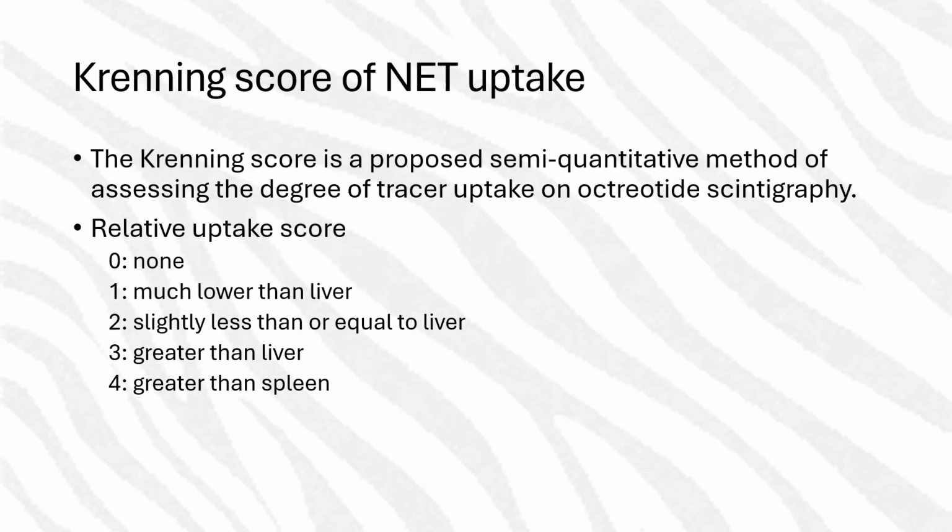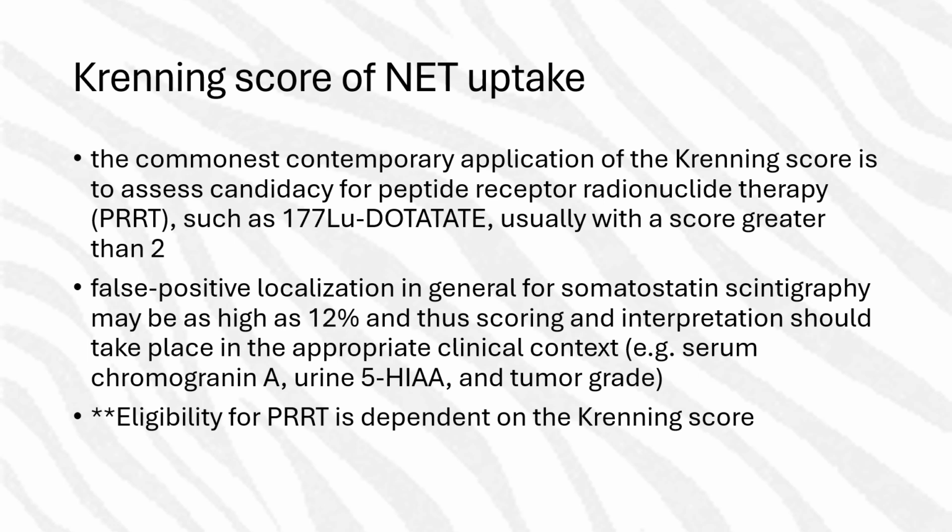The Krenning score is often used and sometimes more heavily weighted than SUVs when you're looking at neuroendocrine tumor uptake. This is a proposed semi-quantitative method of assessing the degree of tracer uptake. In the relative uptake score, 0 would be none, and then it progresses to 4, which would be uptake that's greater than the spleen. The commonest contemporary application of the Krenning score is to assess candidacy for peptide receptor radionuclide therapy using lutetium-177 DOTATATE, usually in patients with a score greater than 2.